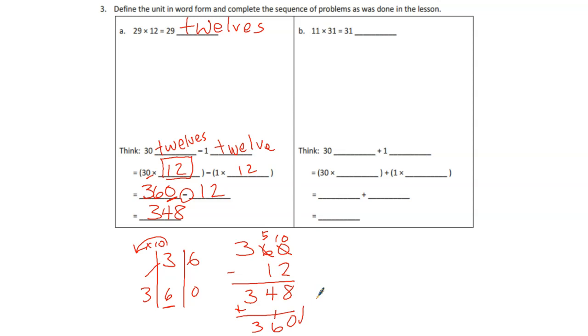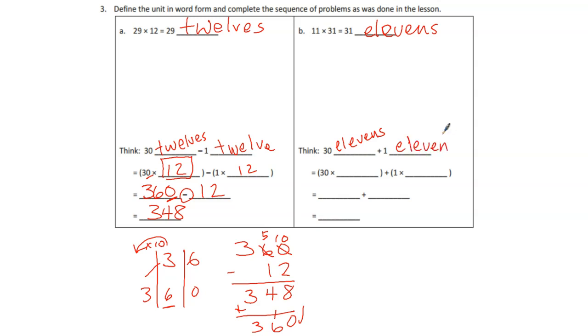Now for the next one, I have 11 times 31 is equal to 31 what? 31 11s. Alright, so this is going to be 30 11s plus 1 11.